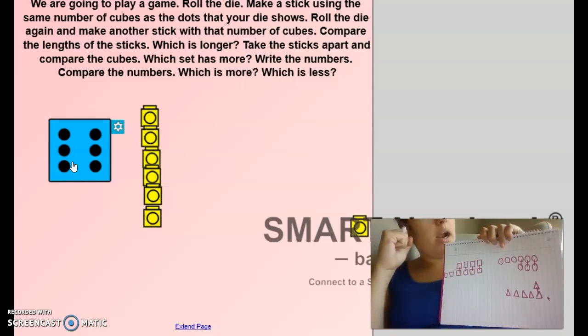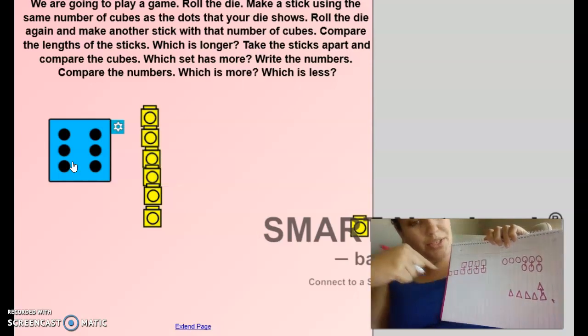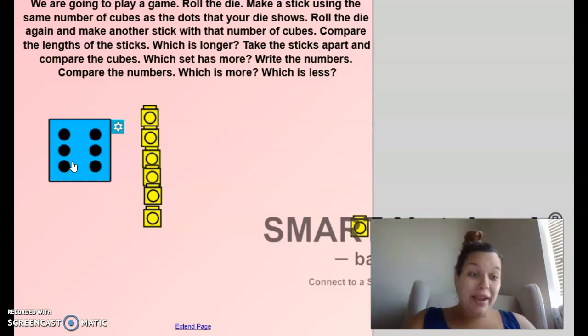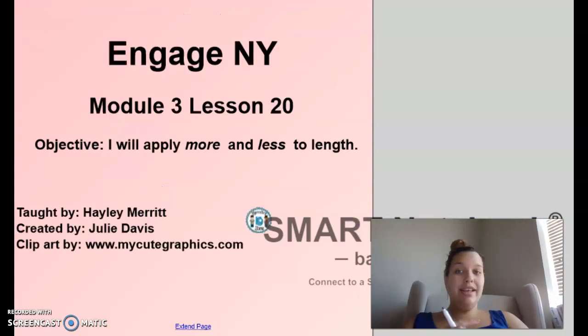How many more squares are in the bottom row? 1, 2. Very, very good. I am so proud of you.